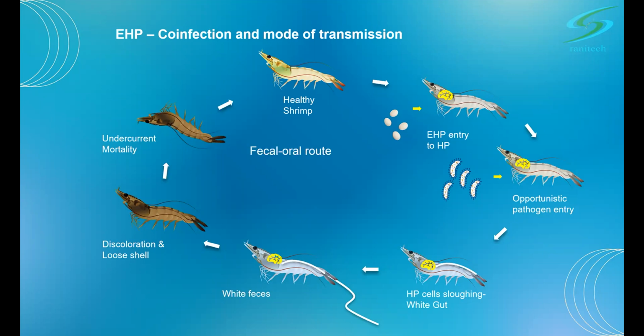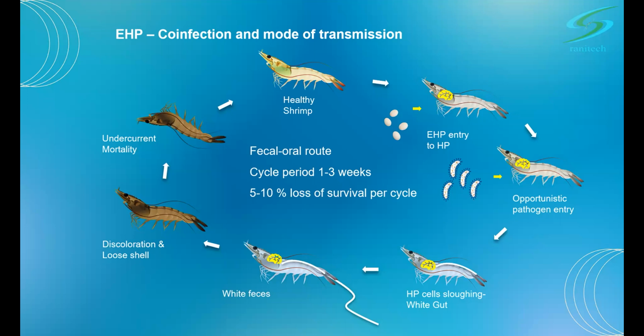So it is established that EHP can spread through the fecal-oral route. That means by consuming the fecal matter of the infected animal, a healthy shrimp can get infected very fast. And for this entire cycle, it will take around 1 to 3 weeks. So for a healthy animal to get infected, show the symptoms, and ultimately lead to death, it may take 1 to 3 weeks. During this time we may have to lose like 5 to 10% of survival.